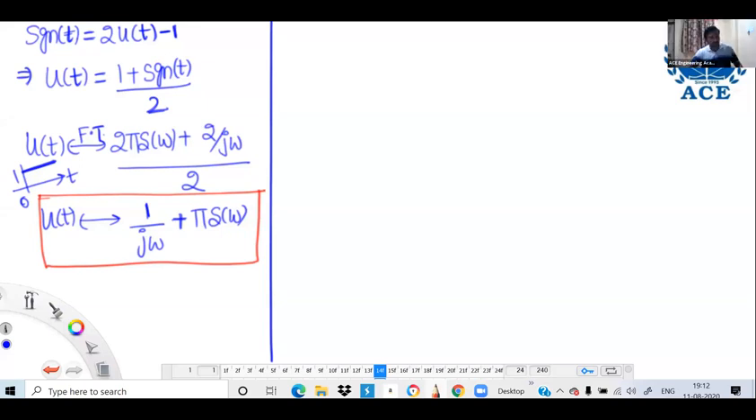u(t) is a power signal, for which the spectrum is 1/(jω) + πδ(ω).